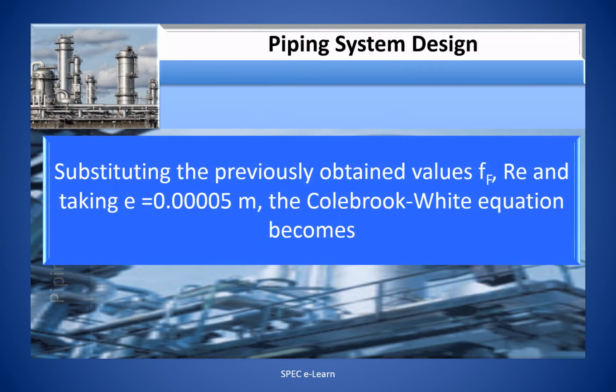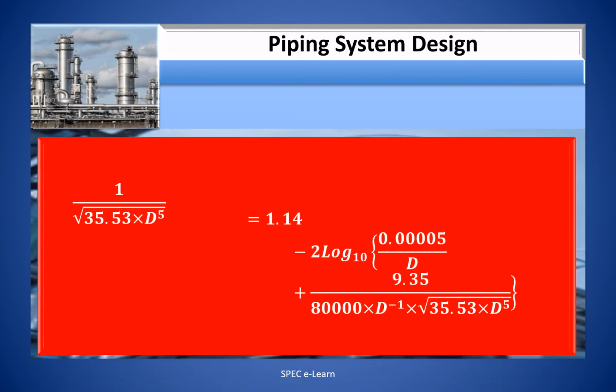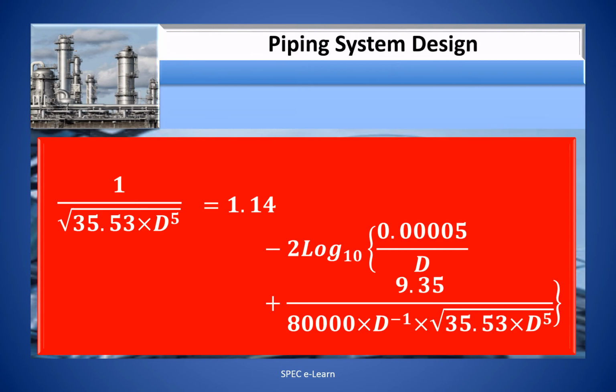Substituting the previously obtained values of friction factor F, Reynolds number in terms of D, and taking the surface roughness E equal to 0.00005 meter, the Colebrook-White equation becomes 1 by square root of 35.53 times D to the power 5 equal to 1.14 minus 2 log to the base 10 times 0.00005 divided by D plus 9.35 divided by 80,000 times D to the power minus 1 times square root of 35.53 times D to the power 5.